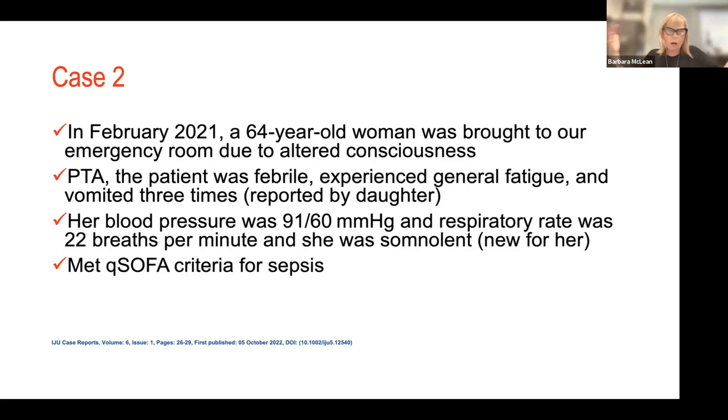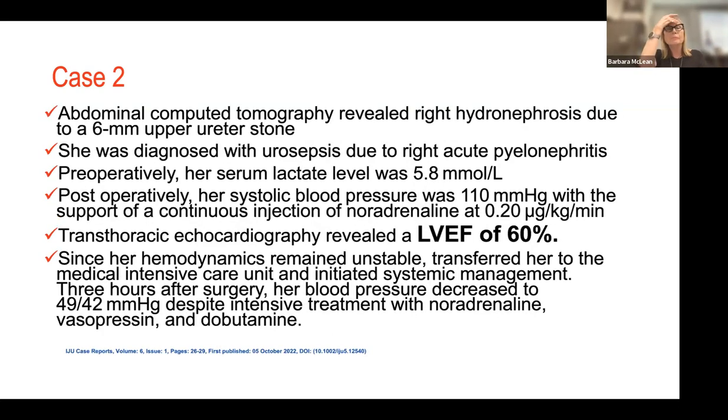She's usually alert, awake, very interactive. And she meets what we call the qSOFA criteria for sepsis. She also meets SIRS criteria, neither of which we actually use today. Now we're going to be using some different sign evaluation, the CDC guideline for identification of sepsis. But at the time, in 2021, we were using qSOFA.